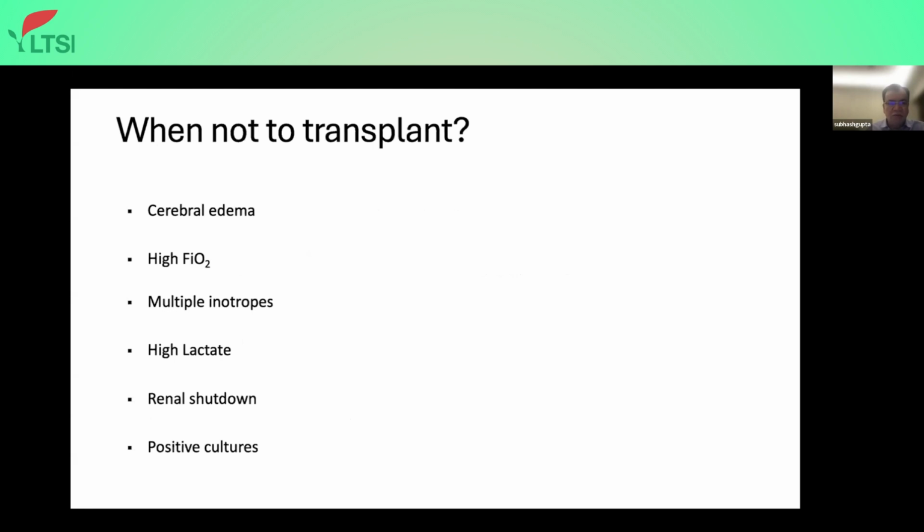Now, when not to transplant: there can be cerebral edema which is very advanced, or high FiO2, multiple inotropes, high lactate, renal shutdown, or positive cultures. I'll deal with each of them one by one.